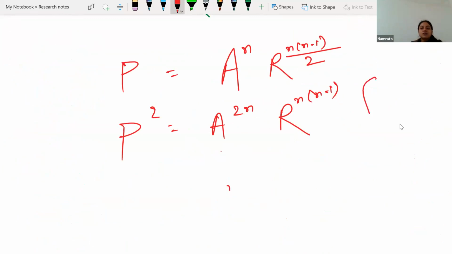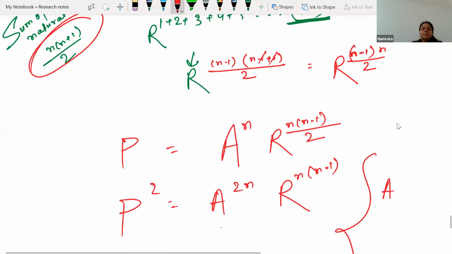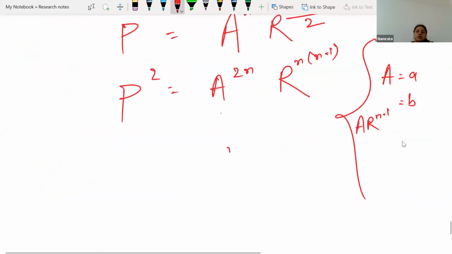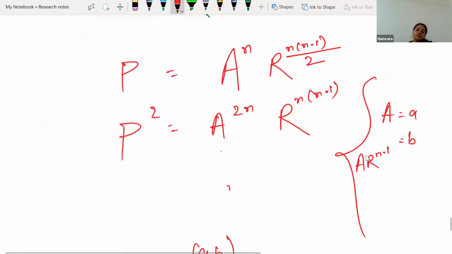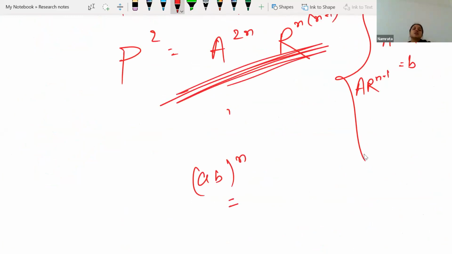Let me write it over here. A is a and b is ar to the power n minus 1. So we have to write ab to the power n. We have to prove it. Let's check what ab to the power n is. If we get the same as P square, then we can say that the P square value we got and the ab to the power n value we got are the same, hence both are same.